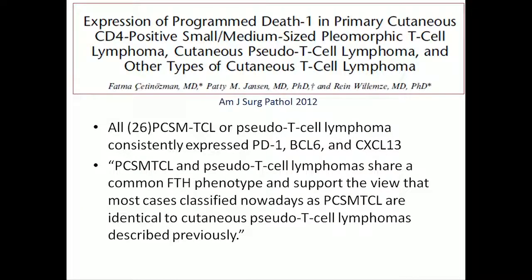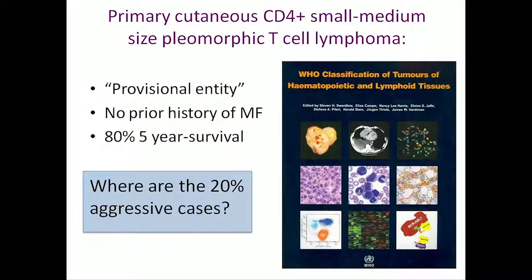So are we doing a service to the patients by labeling them with malignancy? No. But up until now, the WHO classification talks about this provisional entity. Again, the next version is going to be corrected, but provisional entity, patients with an 80% 5-year survival. So that's very frightening to the patients when you tell them you have a small, medium pleomorphic T-cell lymphoma, 80% survival. So where are the 20% of the cases that are aggressive?